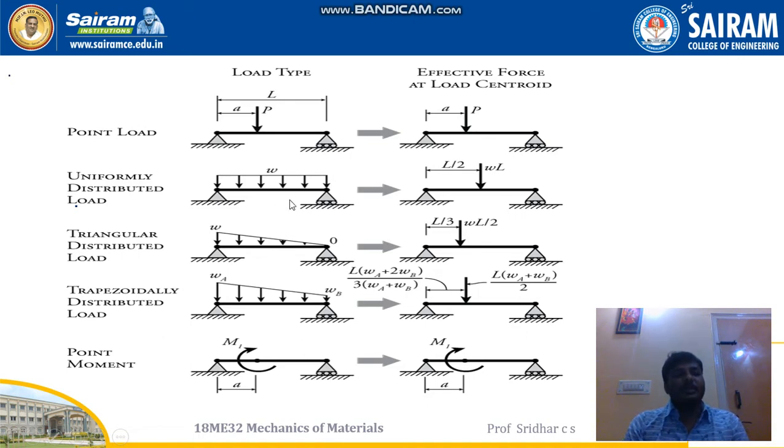This type of uniformly distributed load is on the walls, where the beams are located on the walls, and the entire load of the roof is acted on, or equally distributed on, the beam. This type of load we call a uniformly distributed load.